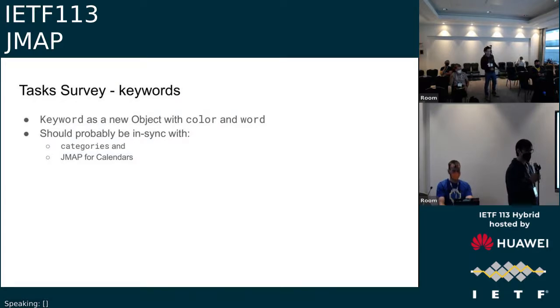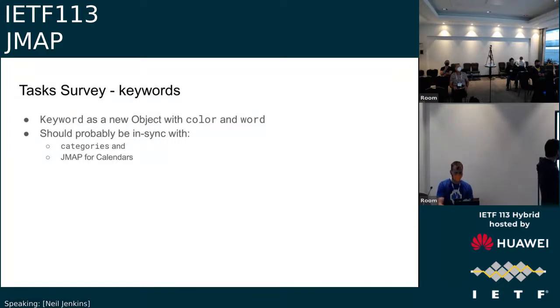I very much like the proposal that Bron has written on the mailing list for that. Okay. Yeah. So as I understood, we want to keep that out of the JMAP for calendars discussion on the mailing list right now. But it might make sense to sync that with categories as well.